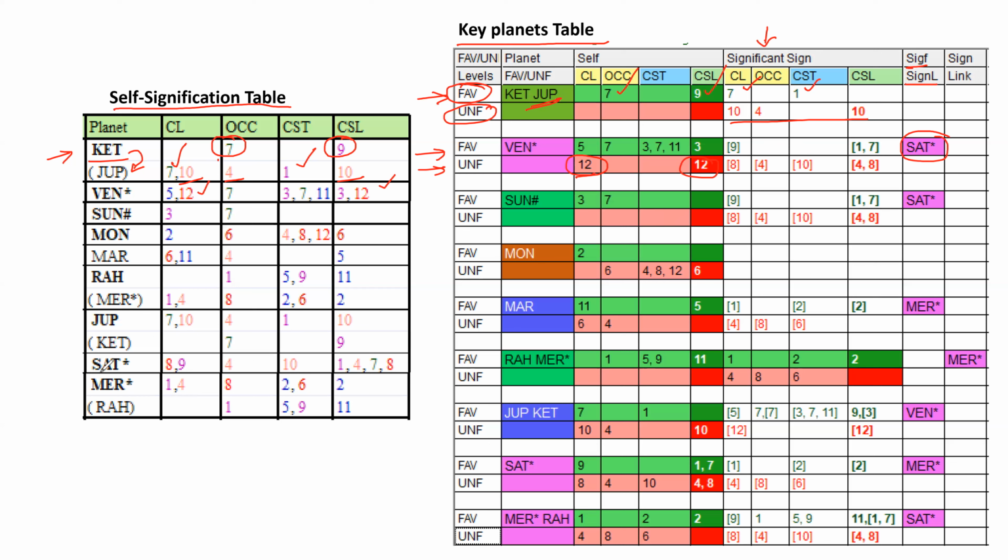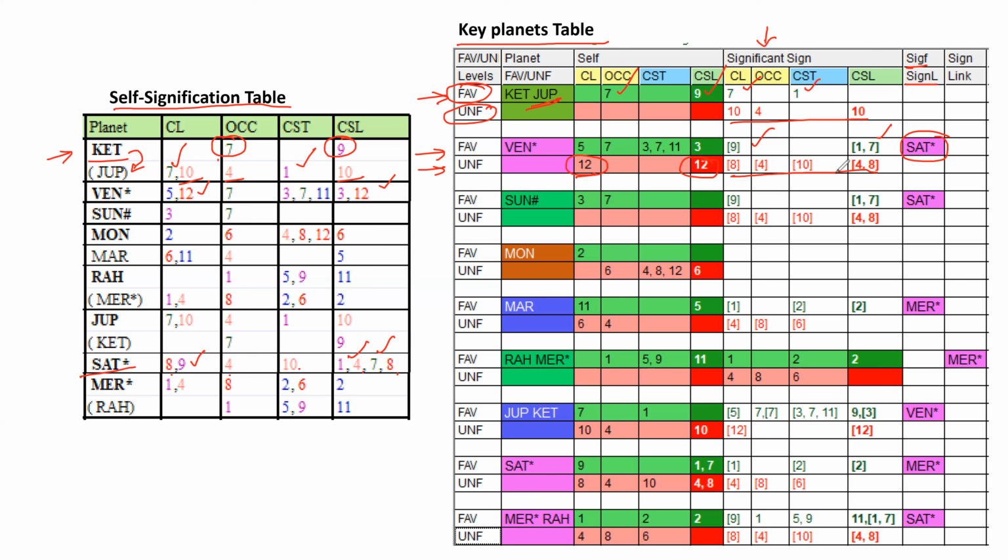You can see Saturn has favorable 9th lord and 1-7 cuspal sublord, and unfavorable 8, 4, 10, 4 and 8 shown on the unfavorable side. That way, the favorable houses of the significant sign lord are shown in one row and the unfavorable in another.